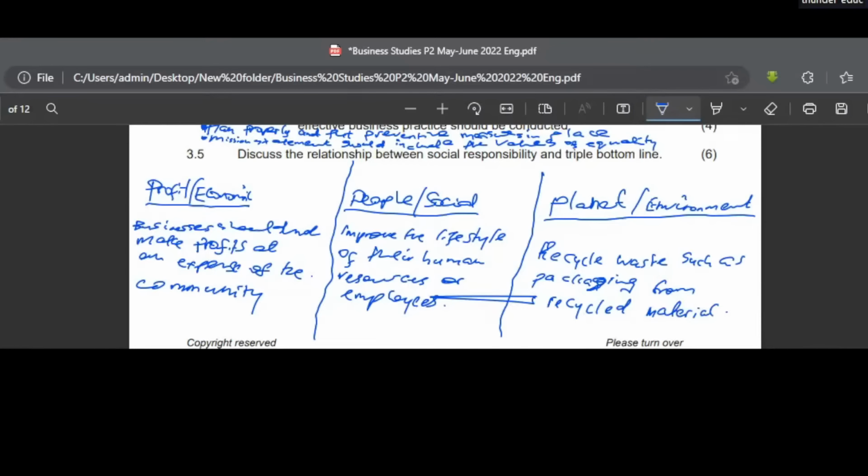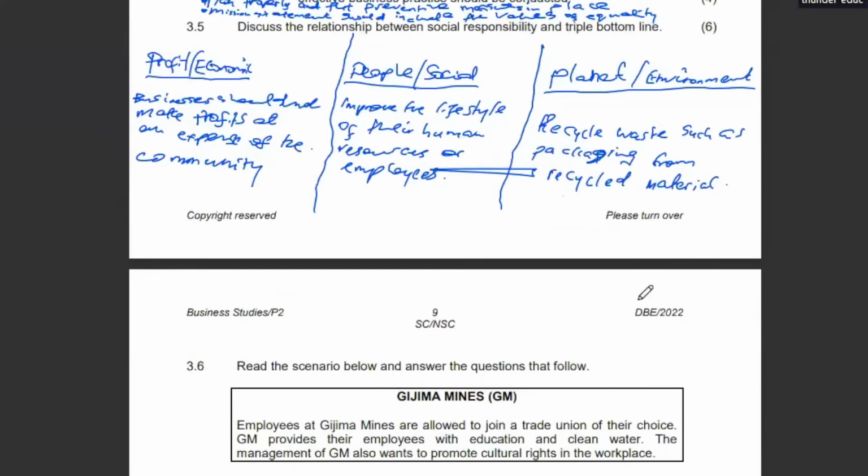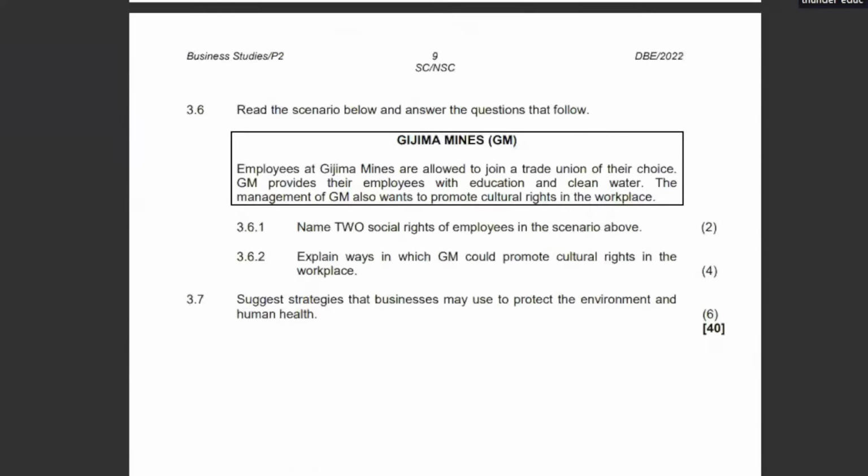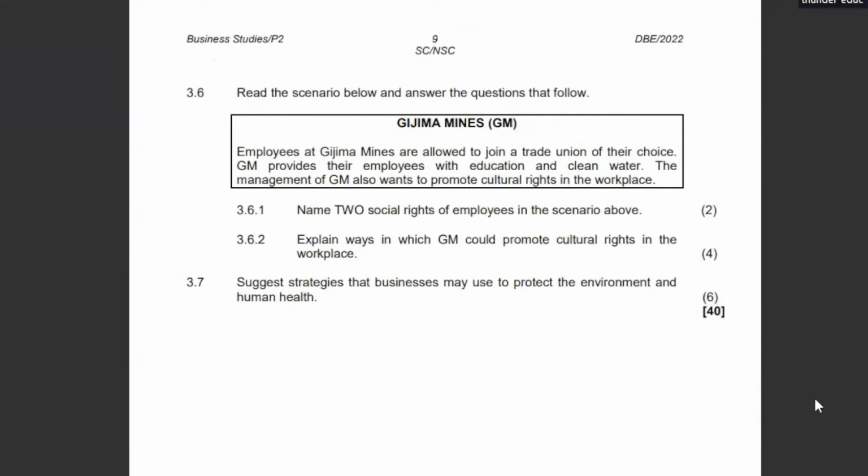Okay, right. So now grade 12s, let's move on to the next question, and the next question is 3.6. And 3.6 reads as follows. Gijima Mines, which is GM. Employees at Gijima Mines are allowed to join a trade union of their choice. GM provides their employees with education and clean water. The management of GM also wants to promote cultural rights in the workplace.